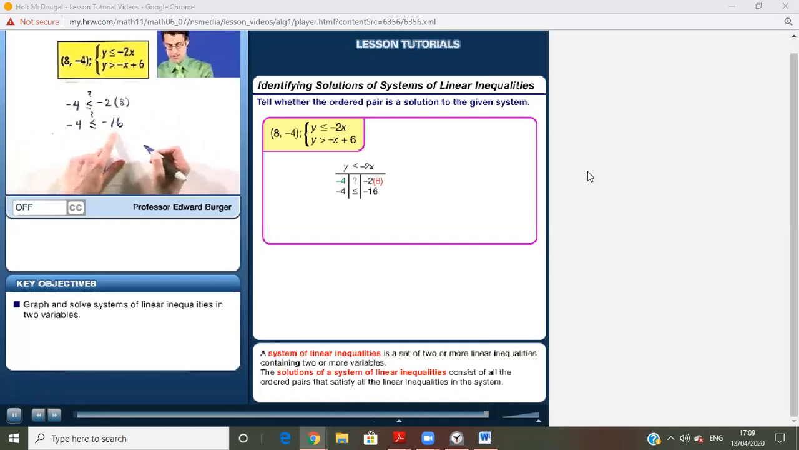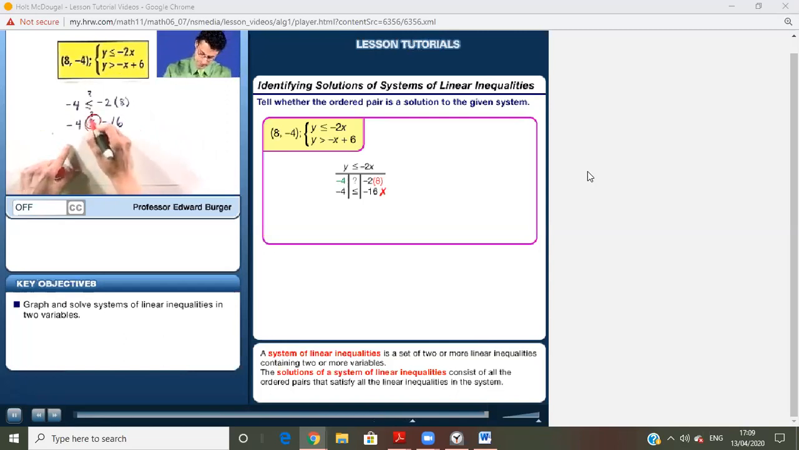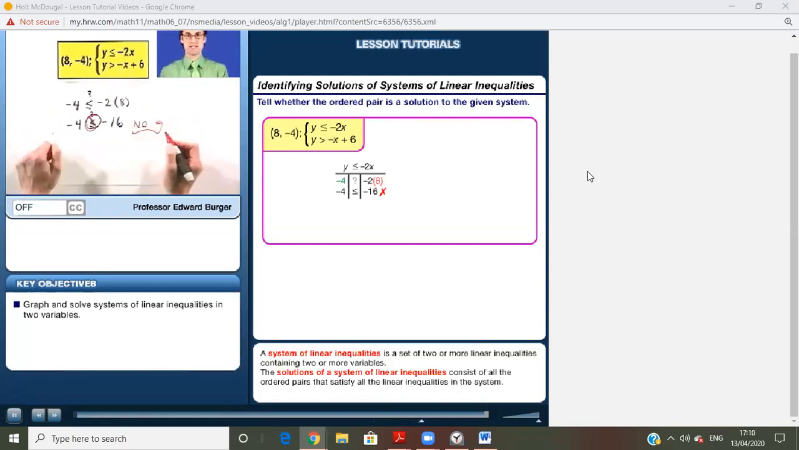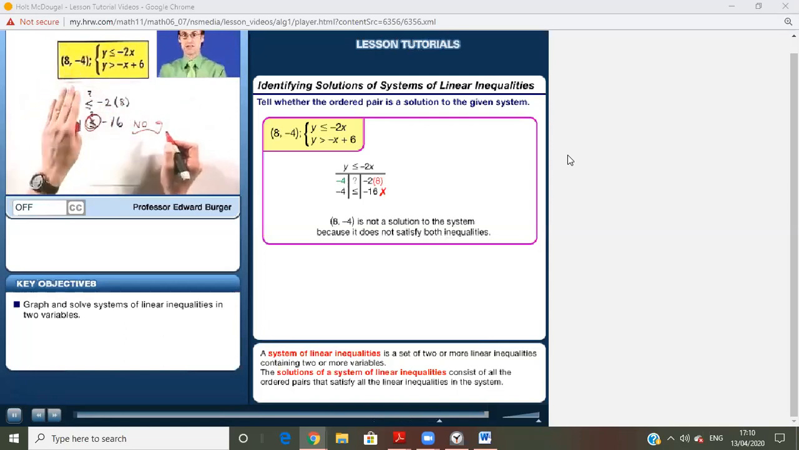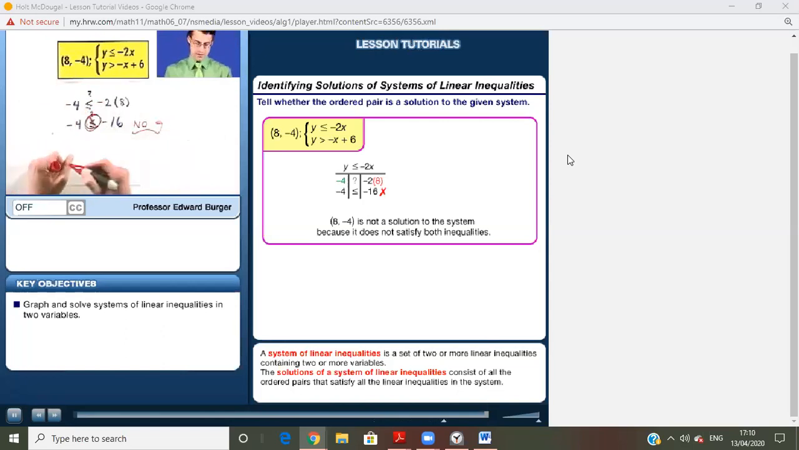Well, now, wait a minute. Negative 16 is a lot smaller than negative 4. So, in fact, the answer to this is no. This is not true. And so I don't even have to go on to the next inequality. I see that this point doesn't even satisfy the first inequality. Therefore, it can't satisfy both simultaneously. So this point is actually not a solution to the system of linear inequalities.